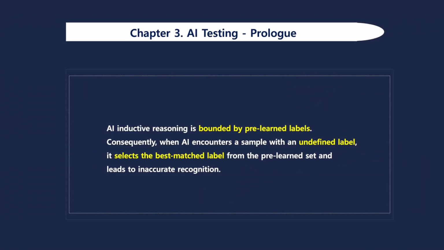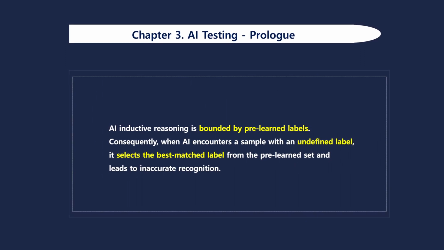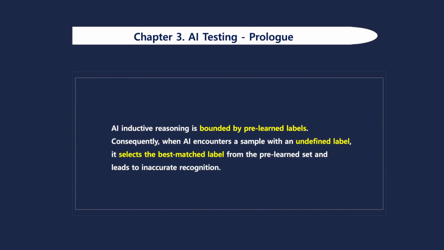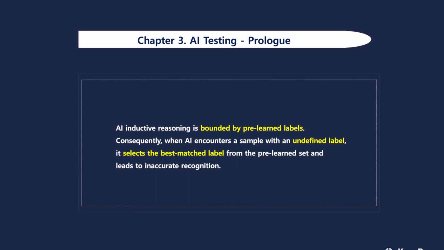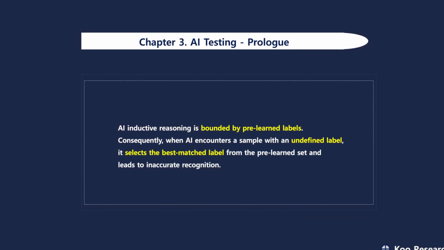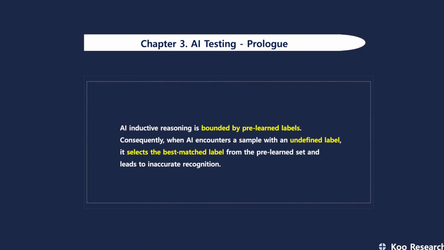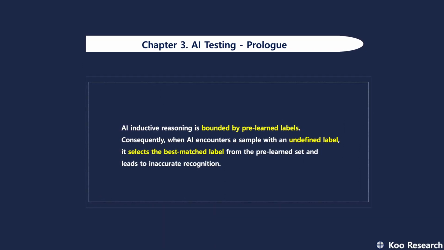AI inductive reasoning is bounded by pre-learned labels. Consequently, when AI encounters a sample with an undefined label, it selects the best matched label from the pre-learned set and leads to inaccurate recognition.